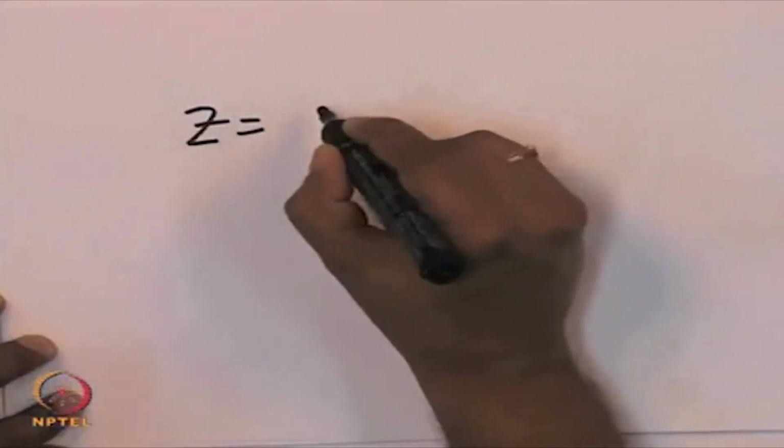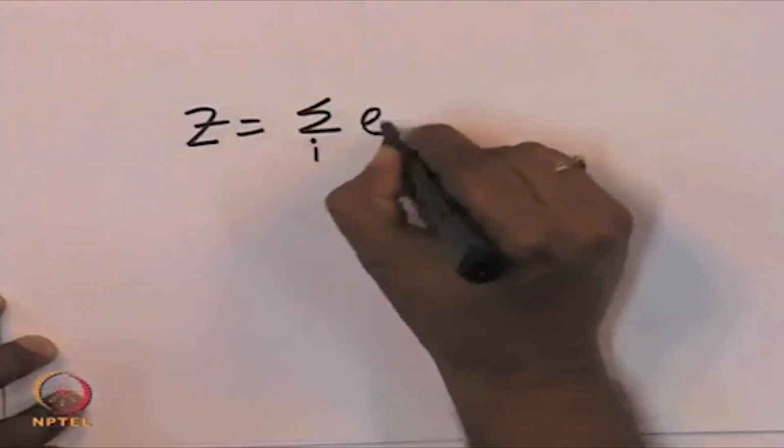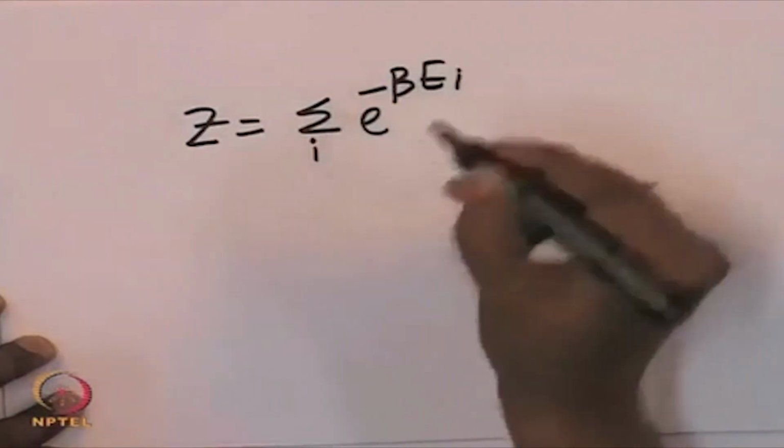Once we understand the partition function, once we can calculate the partition function, calculating free energy is easy. We don't have to calculate entropy separately because we are summing over all possible states already here, sum over i, and multiplying with e power minus beta E. So, now let us look at the definition once more. We said that Z is sum over i of e power minus beta E i.